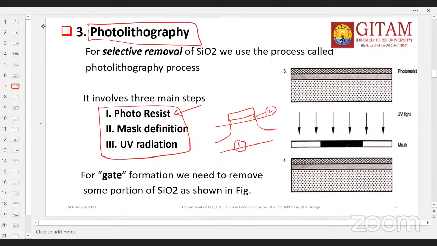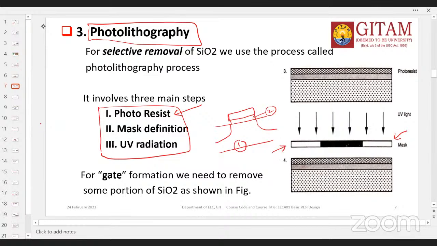Generally, it is a polymer actually. We have to place a polymer on the field oxide, on top of it. Then we have to define the mask here, that means at which place we want to remove the portion. So this mask is very, very important.